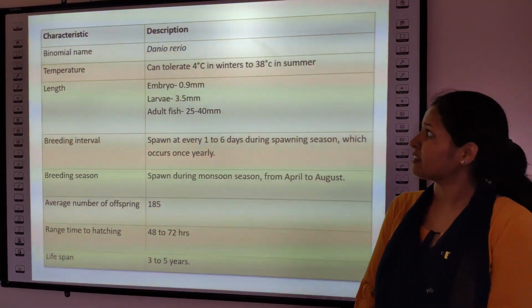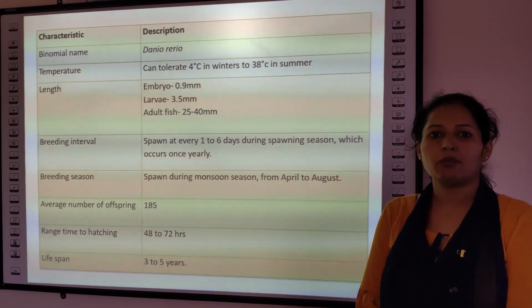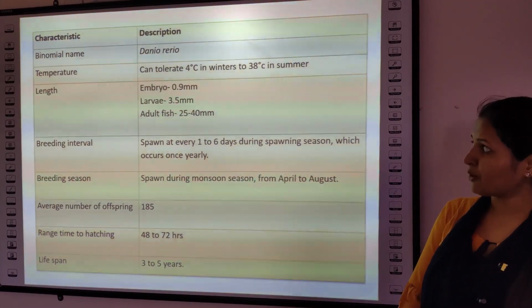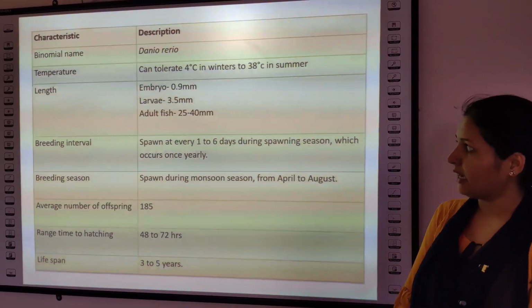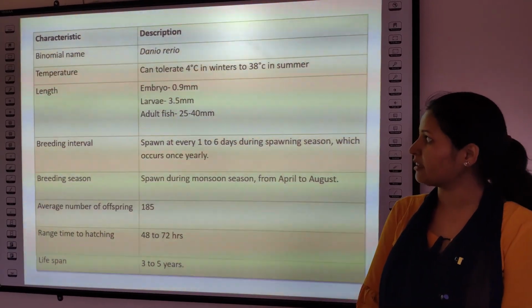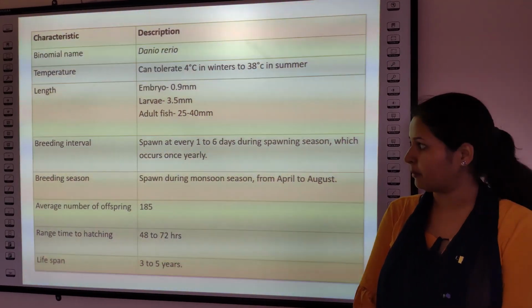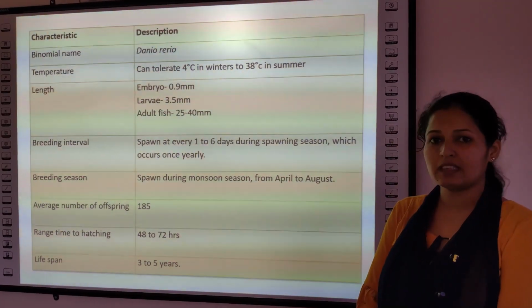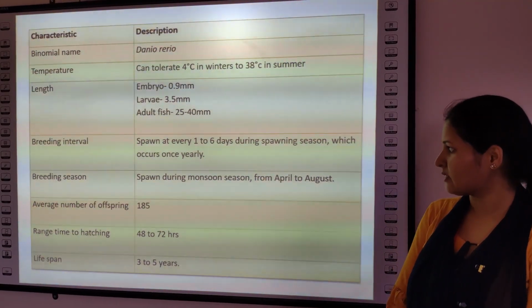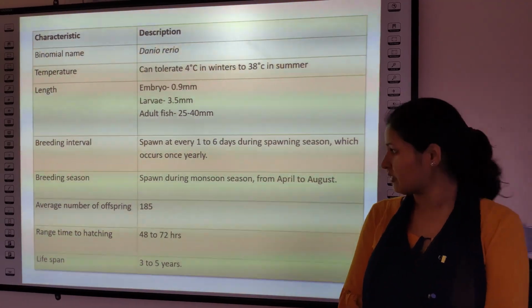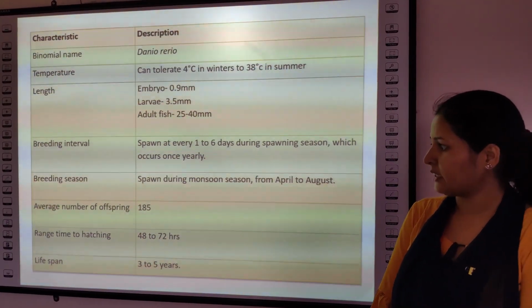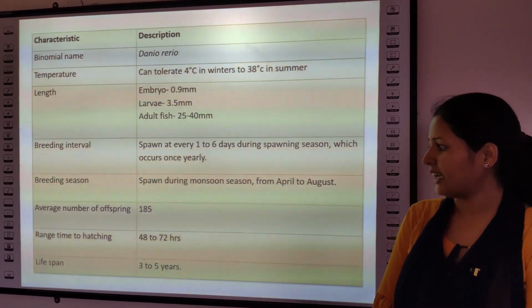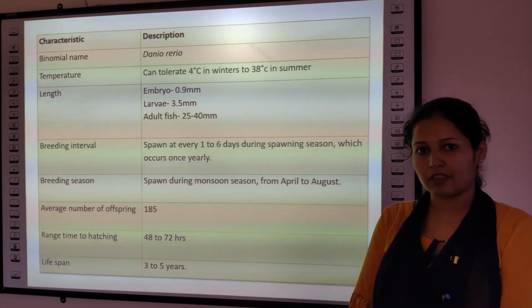Apart from this, other characteristic features are they can tolerate temperatures down to 4 degrees Celsius in winter and up to 38 degrees Celsius in summer. The length of the embryo is 0.9 mm, larva is 3.5 mm, and adult zebrafish is 25 to 40 mm. Breeding interval is they spawn every 1 to 6 days, once yearly. Breeding season is usually the monsoon season from April to August, and the average number of offspring they lay is 185, and the lifespan of each zebrafish is 3 to 5 years.